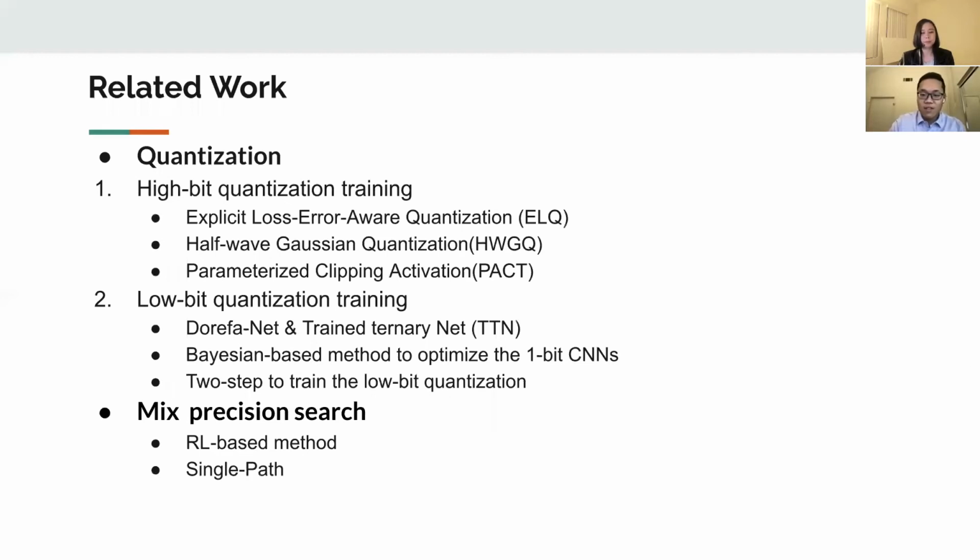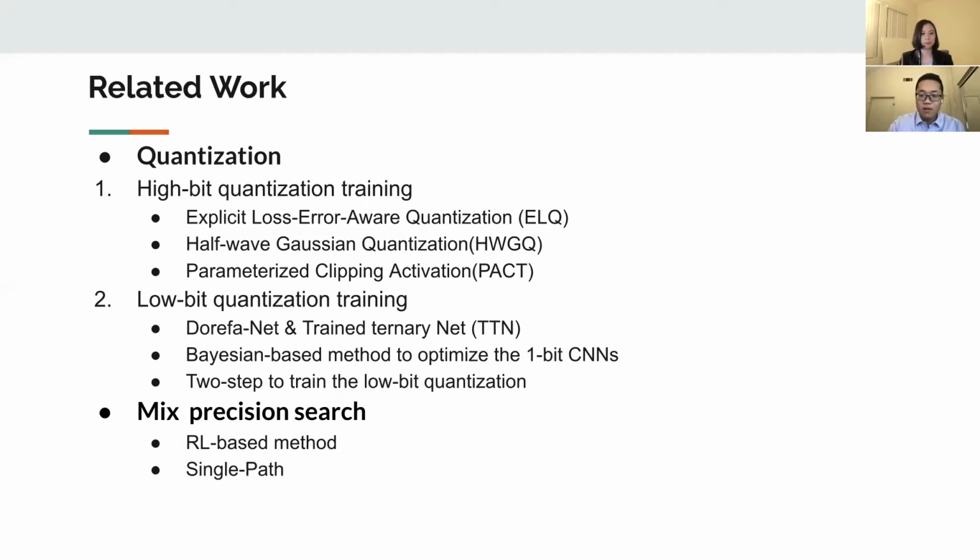Before talking about the detailed techniques, I want to give a brief overview of the related work and background. In high bit quantization, explicit loss error aware quantization, or ELQ, uses an incremental strategy to fix part of the weights and update the rest in training. Half-wave Gaussian quantization, or HWGQ, uses clipped ReLU to remove outliers. And parameterized clipping activation, or PACT, further proposes adaptively learning and determining the clipping threshold.